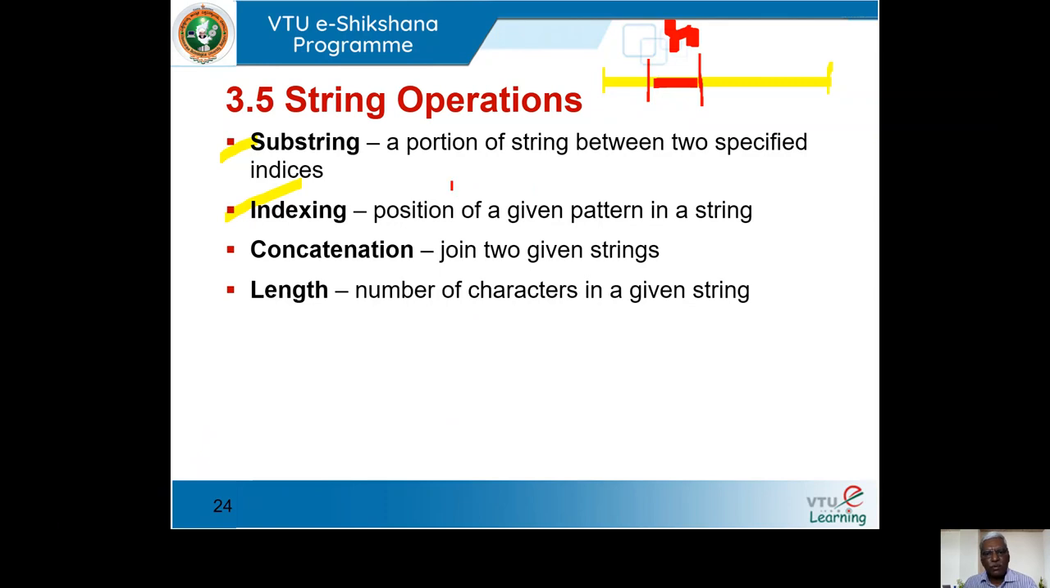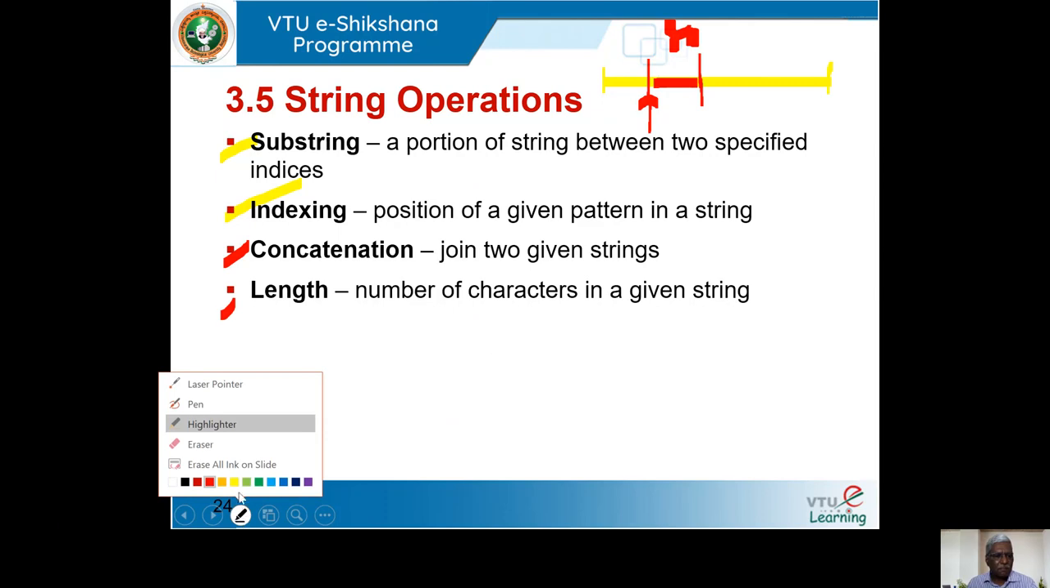So what is indexing? The position of a given pattern in the string. So this is a pattern. If it is there in the given text, then you can return the position. That is a position value. Now supposing the pattern is not there in the specified text, then of course you can return 0 or minus 1 or null, something like that. Concatenation is joining two strings. We have already seen it. Now length. Length is nothing but the number of characters in a given string. So that's very, very simple.